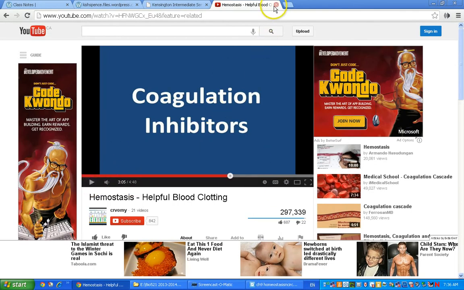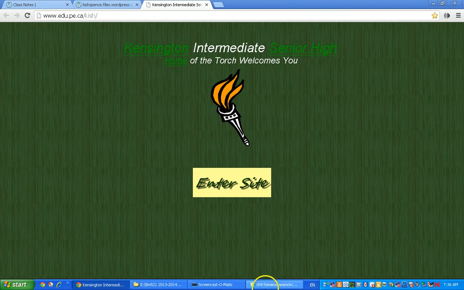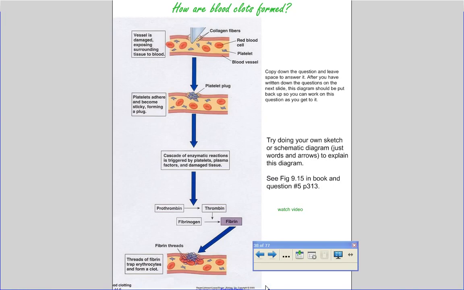Okay, so that's a little more detailed than what we need, but at least it gives you more of a visual so you can see and understand what happens in the formation of a blood clot.